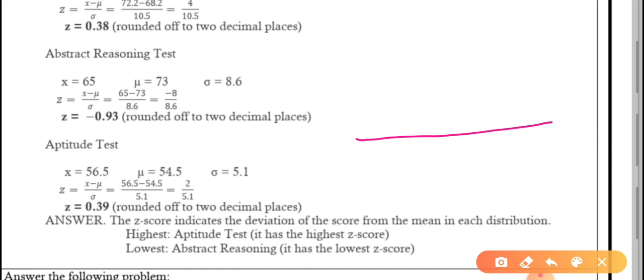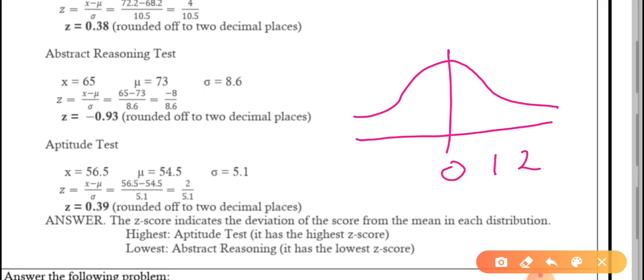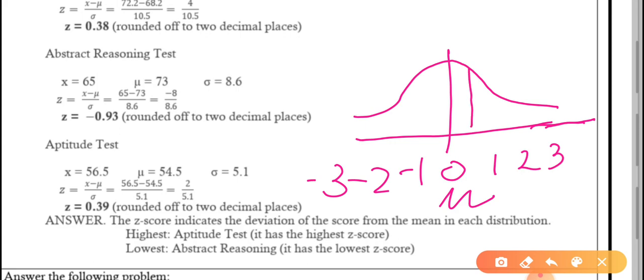Kung matatandaan nyo, yung normal curve natin, pagpasensyahan nyo na yung drawing ko, so meron tayo ditong 0, 1, 2, 3. Dito naman ay negative 1, negative 2, negative 3. Ito yung representation natin ng mu. Yung 0.39, dito yon. Yung isa ay negative 0.93, dito yon. Tapos, yung isa naman ay 0.38, halos dito yon.